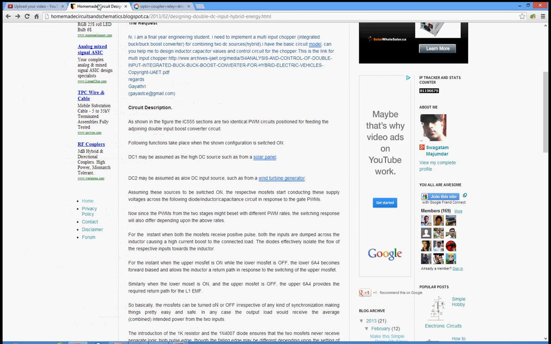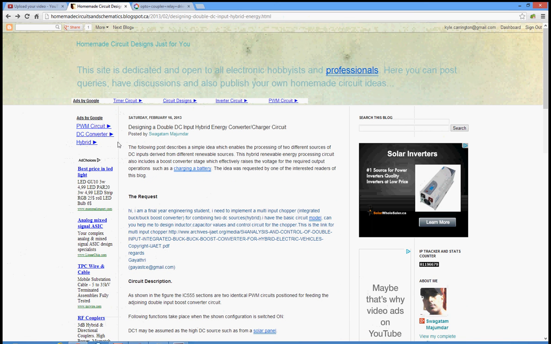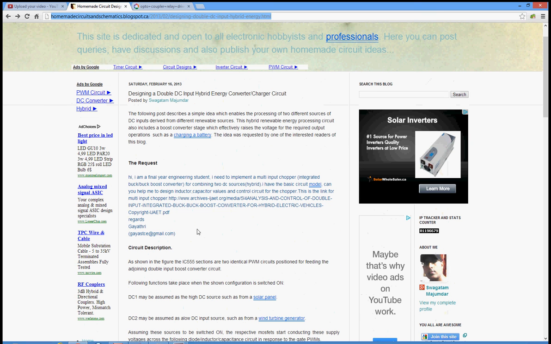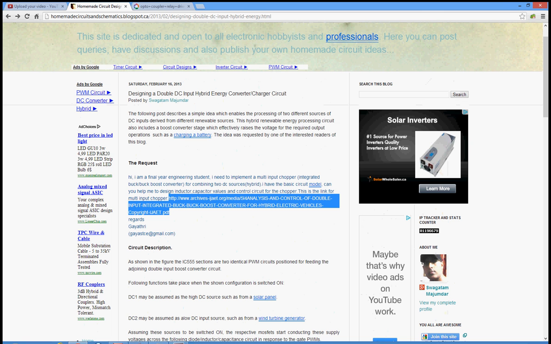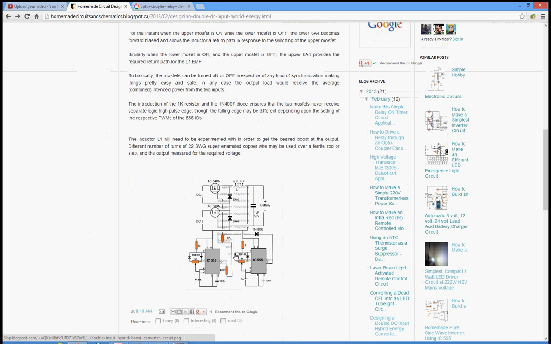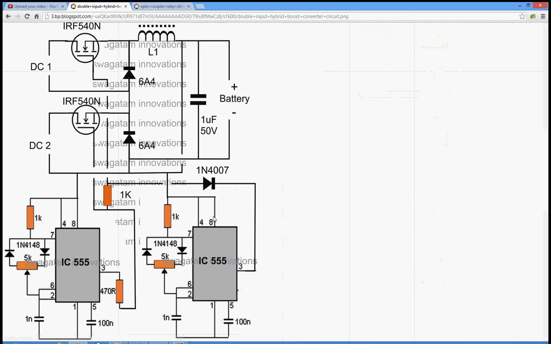That's one concept. Now here's another neat thing on this website. Homemade circuits and blogspot. Here, and this is the URL. Designing a double DC input hybrid energy converter charger circuit. Okay, now this is something I've never seen before. Oh, okay, there is a really important link that actually contains more information, right there at the top of the article. But moving right along, if you look at the diagram, now here's an interesting thing.